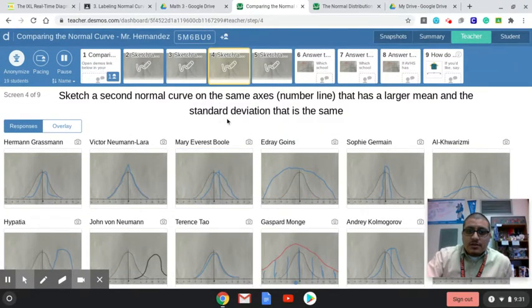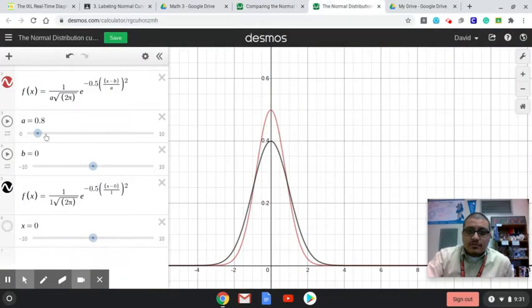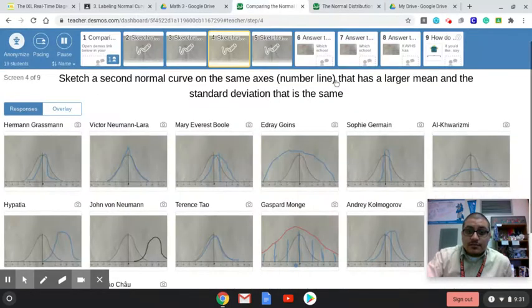Larger mean, standard deviation the same. So that means it's shifted to the right, right? So larger mean. If the standard deviation is the same, it's the same wideness, narrowness. But if the mean is increased, well, that's not the mean. This is the mean. If the mean is increased, then it's going to be shifted to the right. So larger mean, shifted to the right.